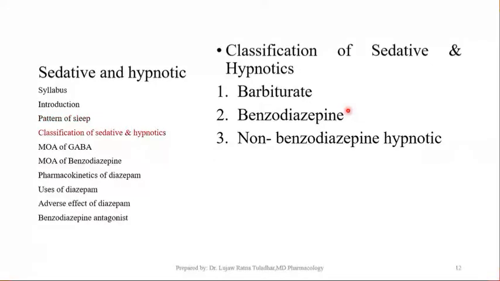Now, like we said before, there are three categories of drugs: barbiturates, benzodiazepines, and non-benzodiazepines, all of which fall under the sedative and hypnotic category. Among these three, barbiturates were once used. They are still used, but only a few drugs from the barbiturate category. We basically use more of benzodiazepines and non-benzodiazepines.